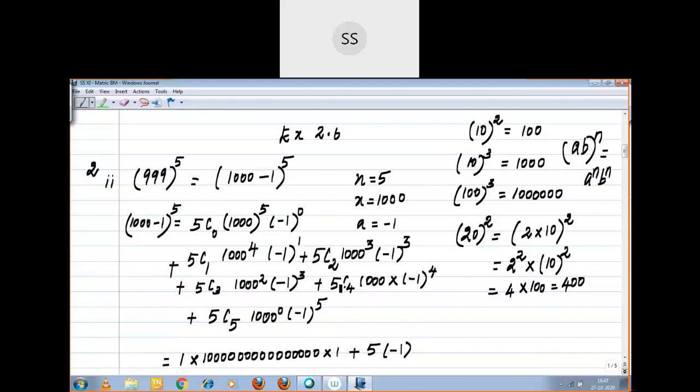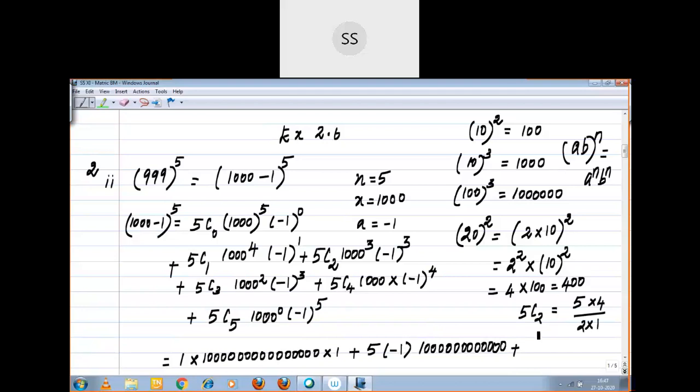So 5C1 is 5 minus 1 the whole power is minus 1. Power 1 is 1. 1000 power 4, that is 3 zeros into 4. So 3 into 4, 12. How many zeros you want to add? 12 zeros. 3, 4, 5, 6, 7, 8, 9, 10, 11, 12 plus 5C2.